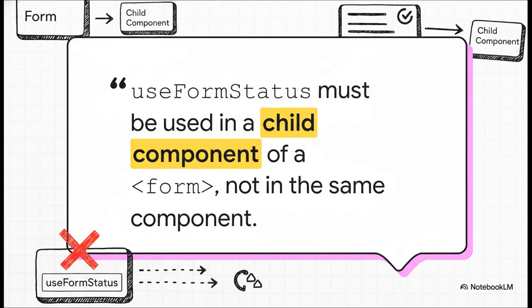And here it is, the absolute number one non-negotiable rule for useFormStatus. You cannot, I repeat, cannot use it in the same component that renders the form tag itself. It has to be in a child component that's nested inside that form. If you get this wrong, its pending state will simply never turn true, and you'll be left scratching your head.